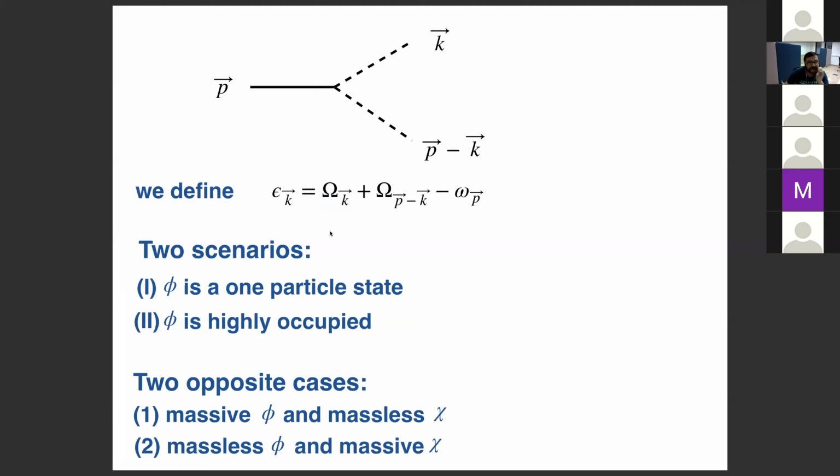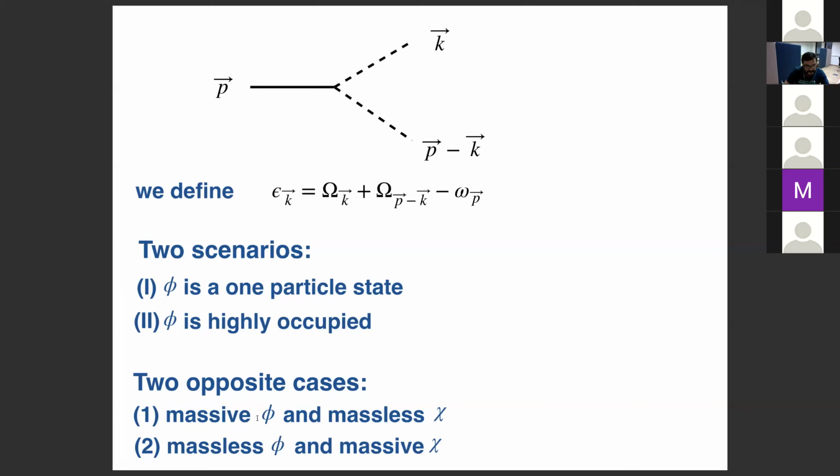We will study this process in 2 scenarios. The first scenario is when phi is a 1-particle state. And the second scenario, which is what is important in this talk, is when phi is highly occupied, so it has a high energy density. We will study these 2 scenarios in 2 opposite cases. The first case is when phi is massive and chi is massless, and the other is the opposite, when phi is massless and chi is massive.